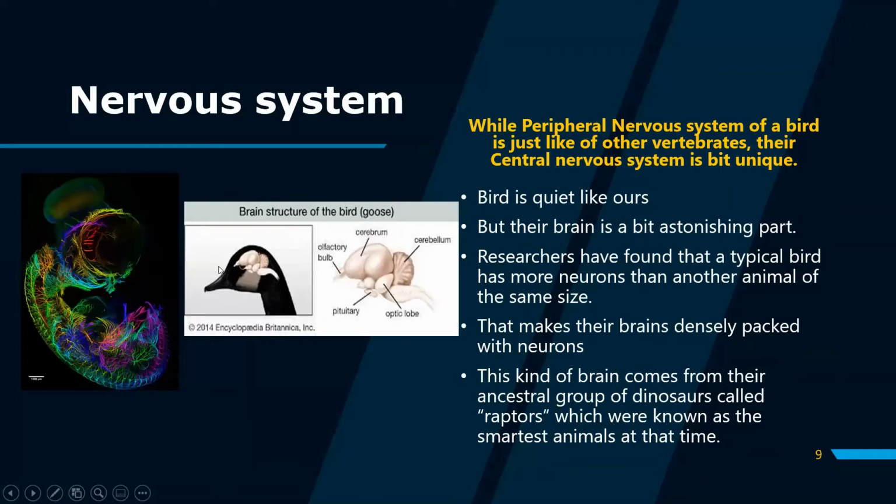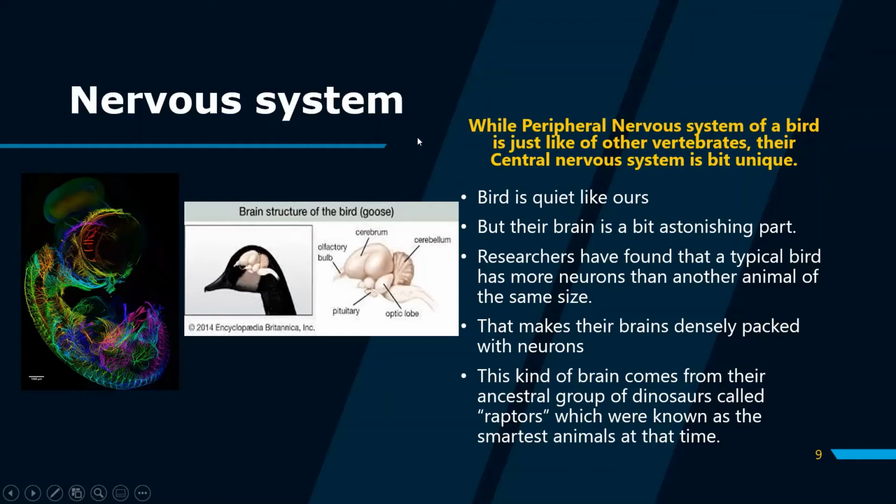The nervous system. So if you take the nervous system of a bird, if you take their peripheral nervous system, it is much more like that of a mammal. But if you take their central nervous system and their brain, it's a bit unique. Bird's peripheral nervous system, this picture shows the nervous system of a little chick. As you can see, it's very similar to ours. They start from the brain and the spinal cord and disperse.